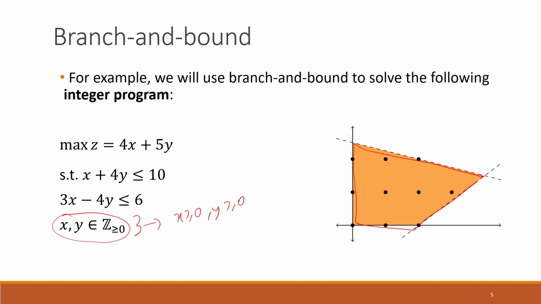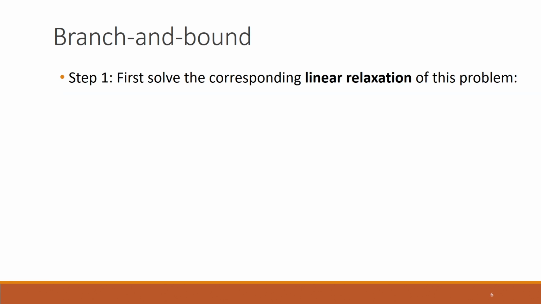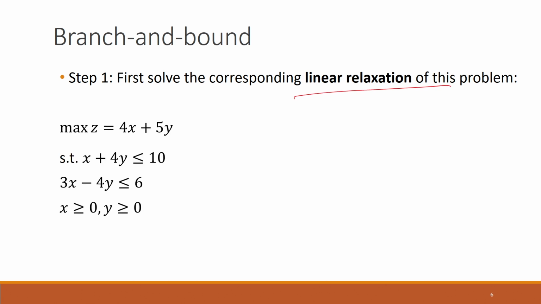Okay. So, the first step in solving the integer program in this branch and bound algorithm is that we solve the corresponding linear relaxation of this problem. What does this mean? Linear relaxation means that we do not restrict x and y to be just integers, and instead of x and y being non-negative integers, we are putting now this constraint x greater than or equal to 0, y greater than or equal to 0. Everything else stays the same here.